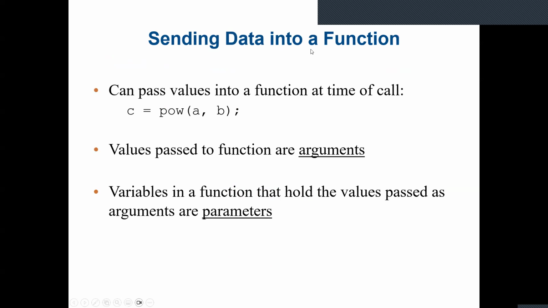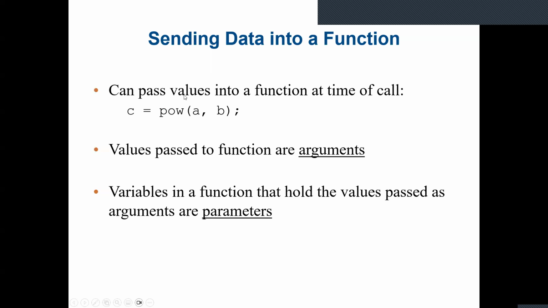Normally, we can send the data into a function by using the arguments or the parameters. So for example, here we have a function named POW or power. The values we have are A and B. So A and B also can be called the parameters or arguments. And that's what the function is going to use to solve a problem.